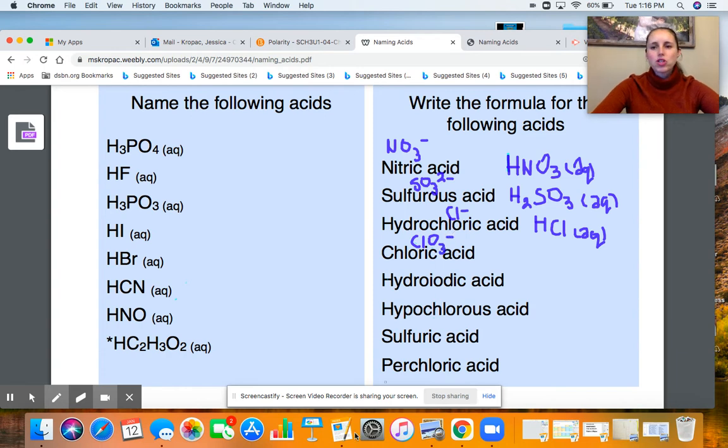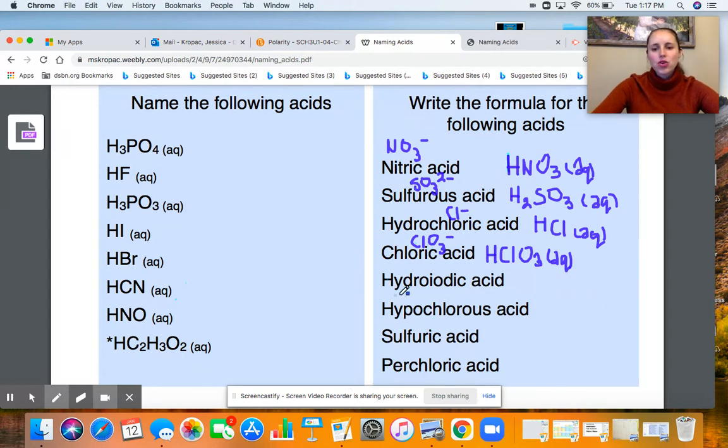So since we're a charge of -1 and +1, we don't have to worry about that crossover rule. So for chloric acid, I would just go ahead and write my H first, ClO3 after it. And I've got my aqueous. That's going to go down here.